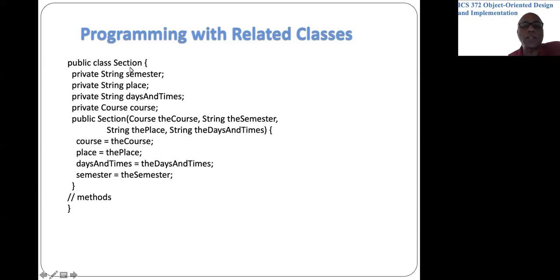Now, we have a second class called Section. A section is something that is offered in a specific semester. For example, this semester we are having ICS 372 offered. So the semester could be the name of the semester, whatever semester it is. The place is where it is going to be held, perhaps online, or perhaps in a lecture hall, on what day, at what time.